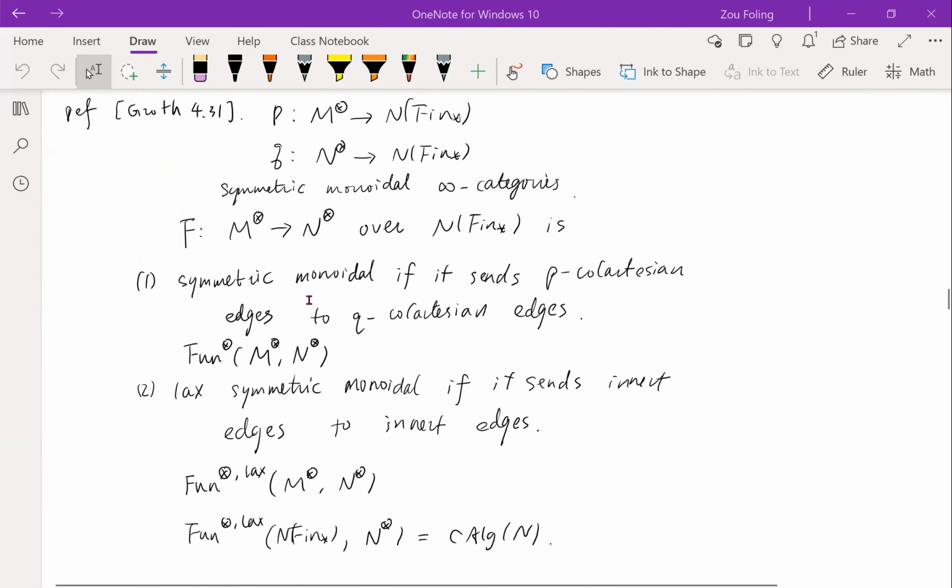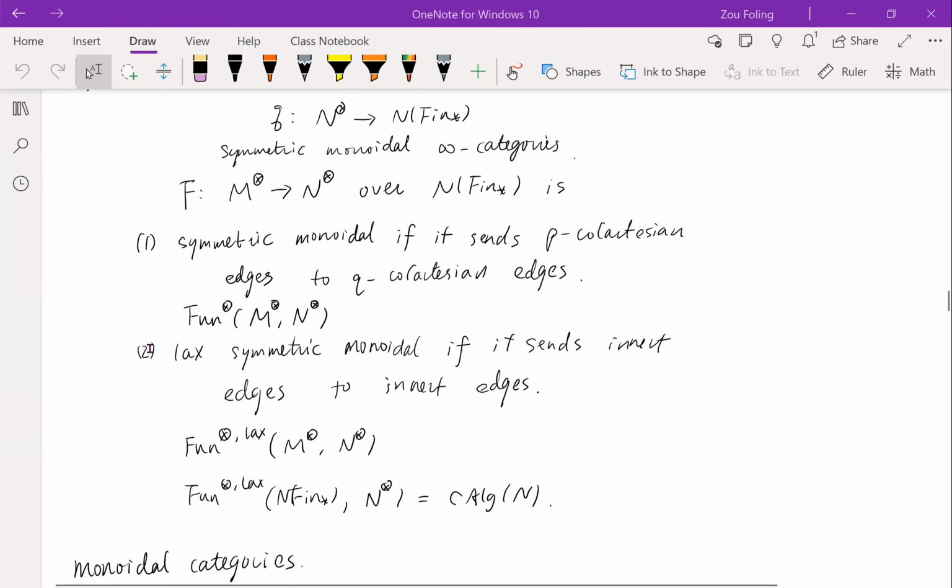And if you think about this definition and compare it, then number two is the same as the definition of commutative algebra objects in N. So by commutative algebra objects in N, we actually mean lax symmetric monoidal functors from nerve of thin star to the symmetric monoidal category N tensor.